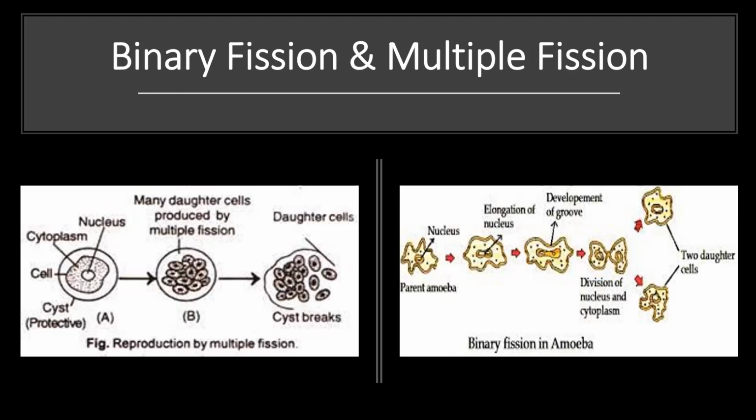Then both of them get separated, and this separation is in the nucleus. That's why it says division of the nucleus and cytoplasm. Then two daughter cells are formed. Parent amoeba, elongation of the nucleus, development of the groove, division of the nucleus and cytoplasm, and then two daughter cells are formed. So this is how binary fission occurs. I hope multiple fission and binary fission you have understood.